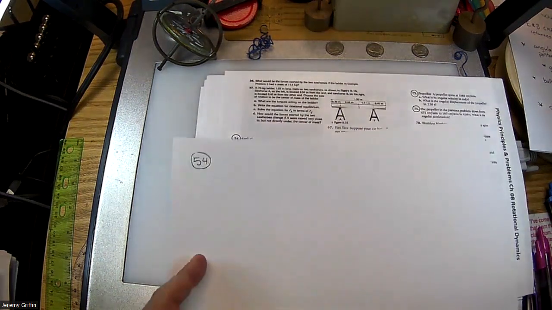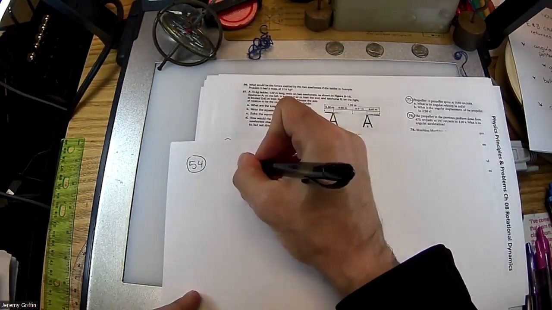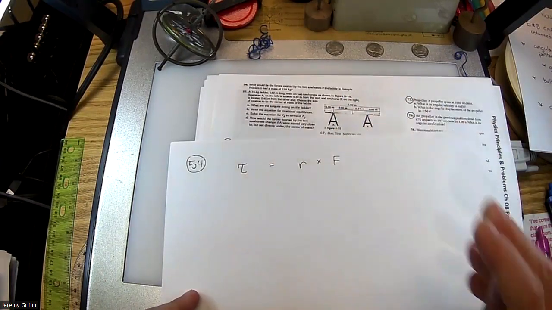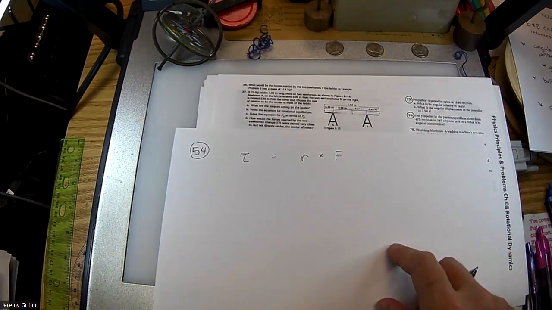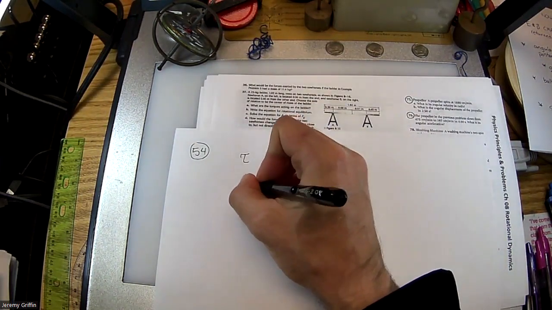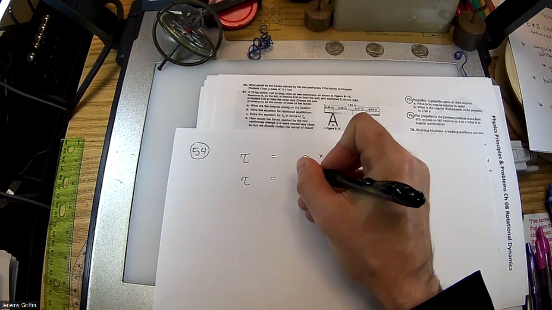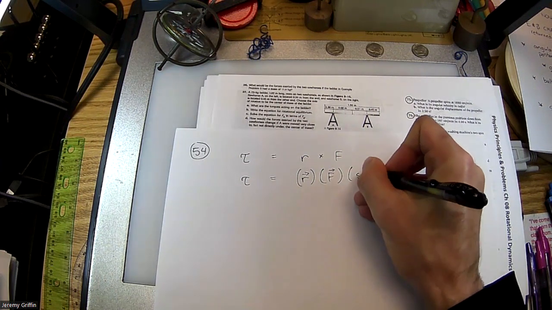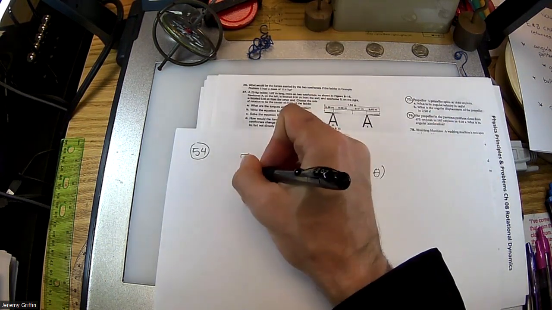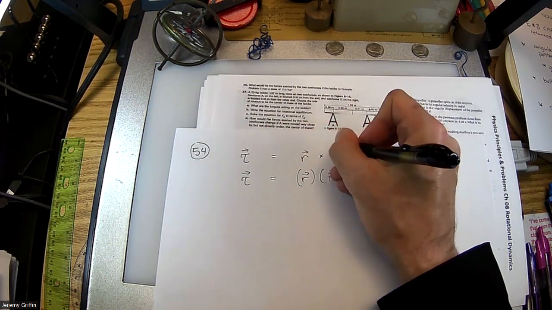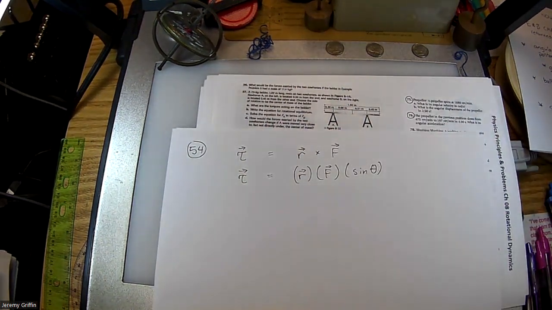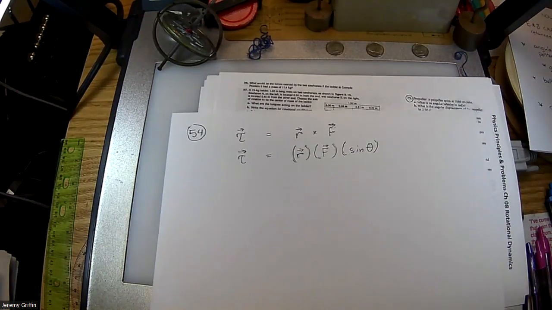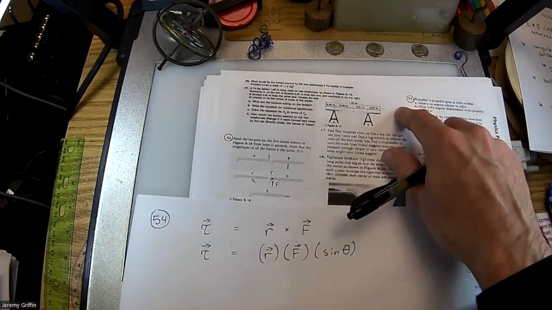Now, number 54. You guys remember that torque is equal to R cross F. The last 2 days, you guys have been doing lots of these calculations. You could also call that the magnitude of R times the magnitude of F times the sine of the angle between them. I put my little vector arrows on these variables. They're all vectors, right? You can only take a cross product of 2 different vectors to give you a third vector. All right, so let's check this out.